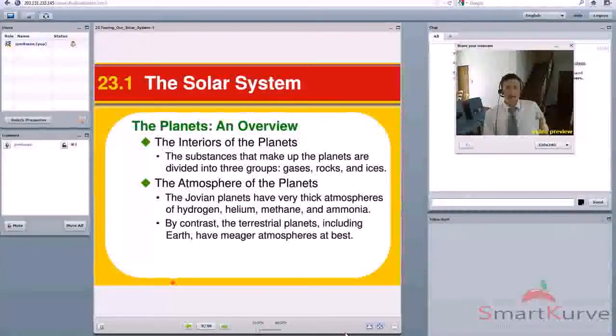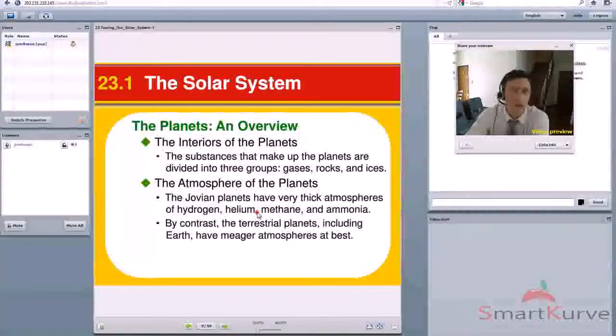But it's the same on Saturn as well. Mostly hydrogen and helium. Uranus and Neptune, also mostly hydrogen and helium, but a little bit less. They have a little bit more of the other compounds like methane and ammonia. So Jupiter and Saturn, 99% hydrogen and helium. Uranus and Neptune, more like 90% or less hydrogen and helium. But we'll take a closer look at all of these planets one at a time.